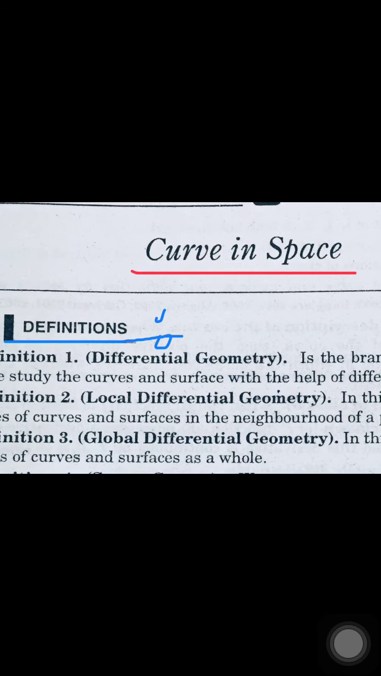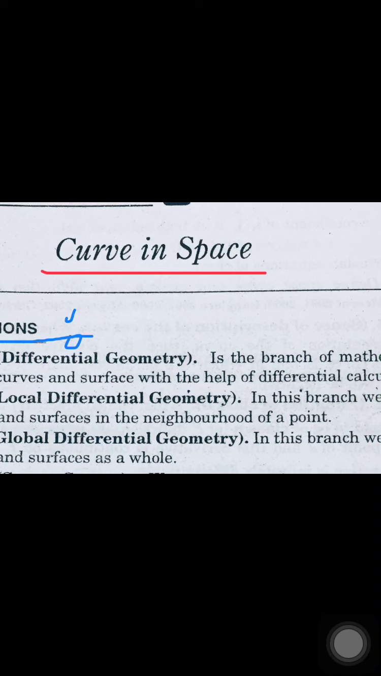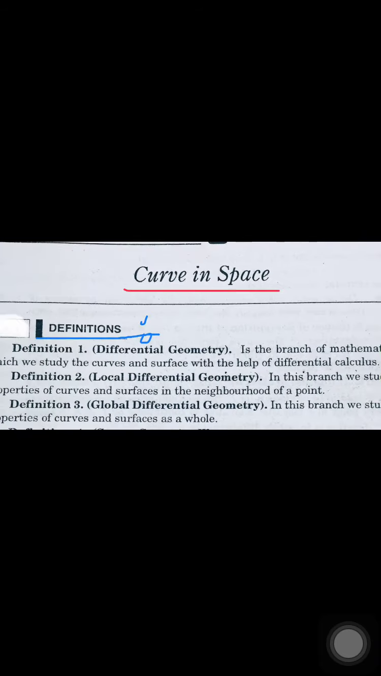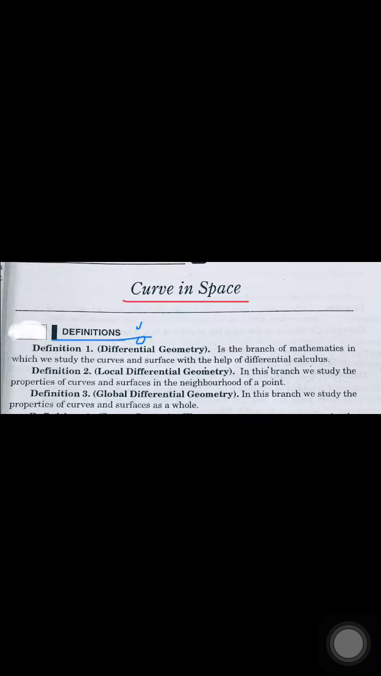Here you can also see the keywords: curve and surface belong to geometry, and the help of differential calculus is related to differential. So combinedly we say differential geometry, and it satisfies the name: differential related to differential calculus and geometry related to curve and surface. That's why it is differential geometry. Second, we are taking the definition of local differential geometry.